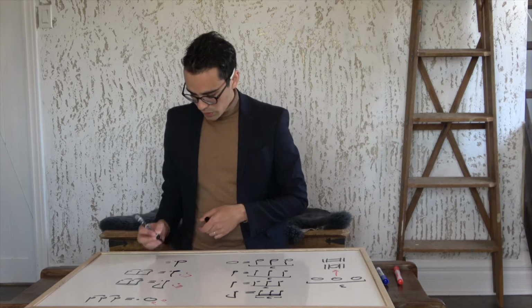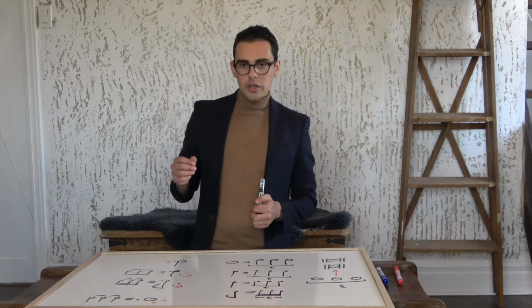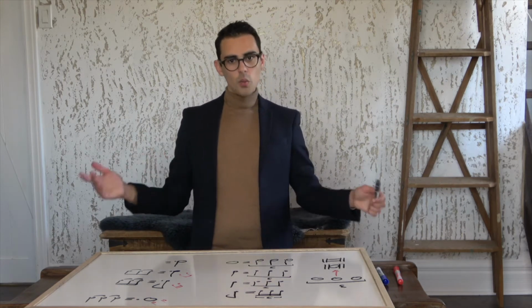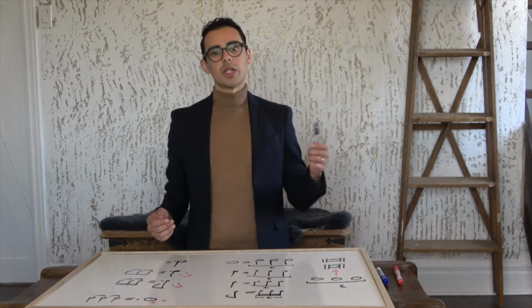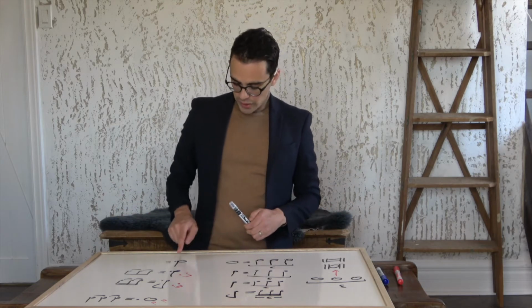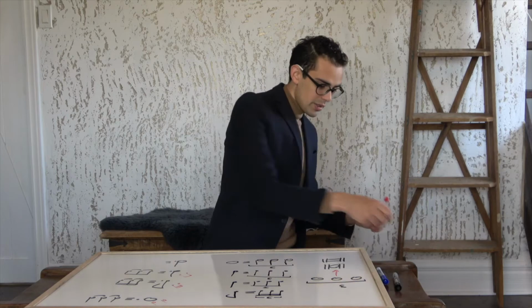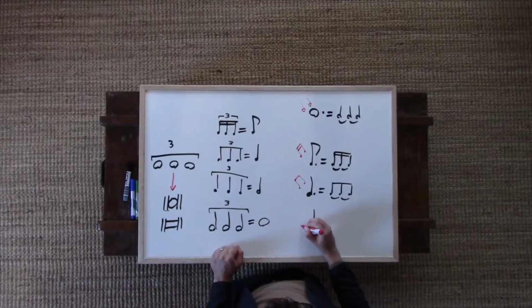And the last one we'll look at for today is a dotted half note. One more time, a dot is half of whatever came before it. So half of a half note is a quarter note. So we see beside, I would draw 2 quarter notes.